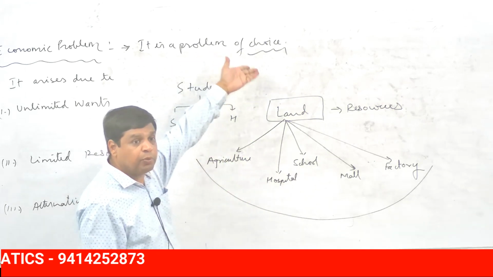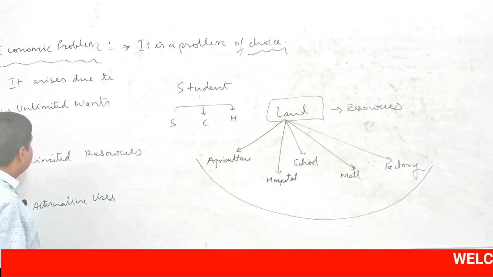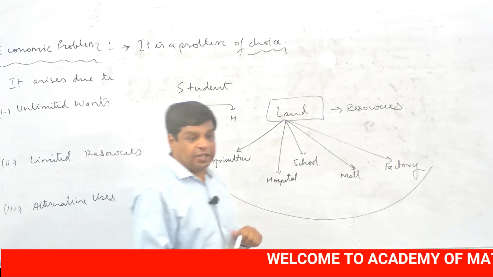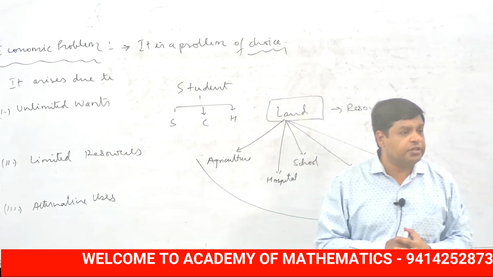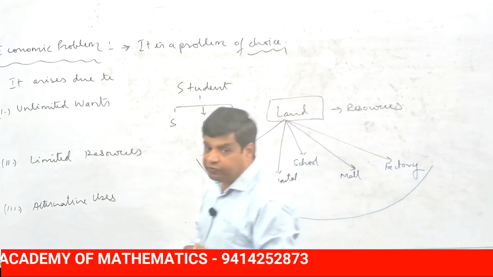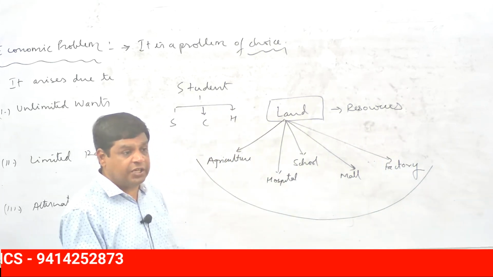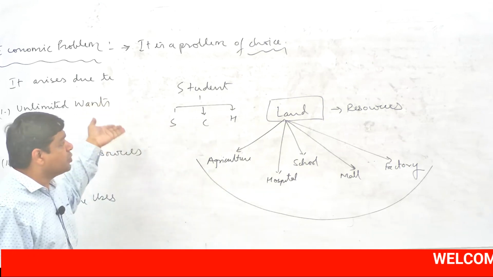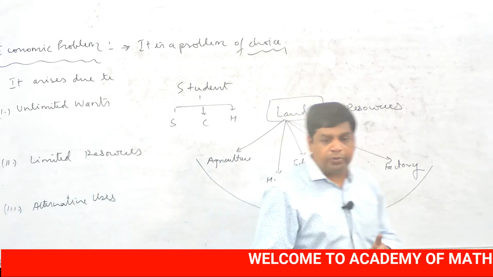Coming back to the topic, problem of a choice, it arises due to unlimited wants, limited resources and alternative uses. Now students, this concept of scarcity was given by Lionel Robbins in the year 1931 in his book Nature and Significance of Economics. Economics' main role started from 1931 with scarcity. If you have plenty of resources, the economic problem will never arise.